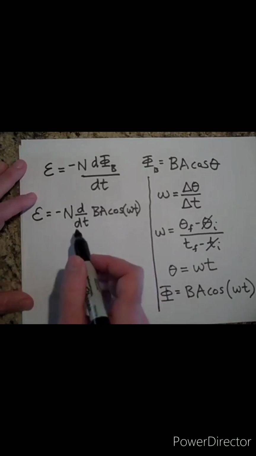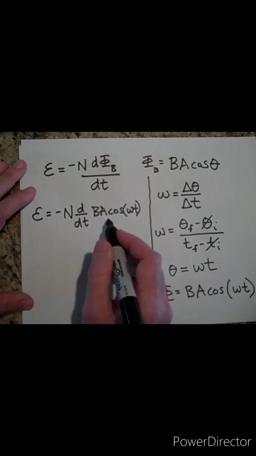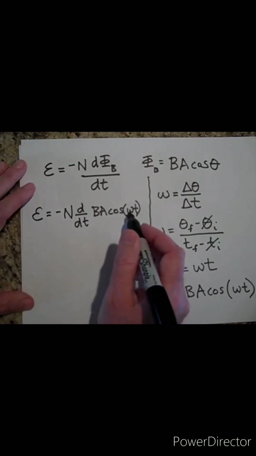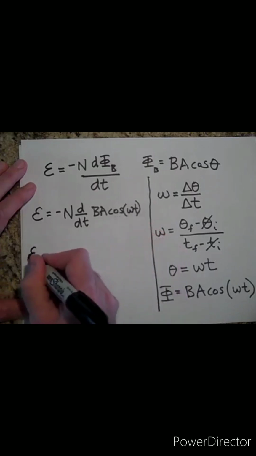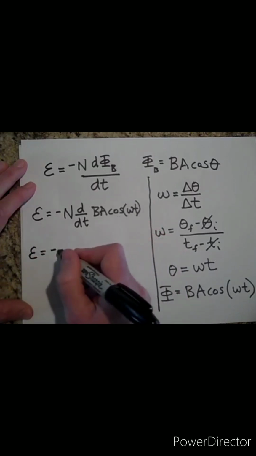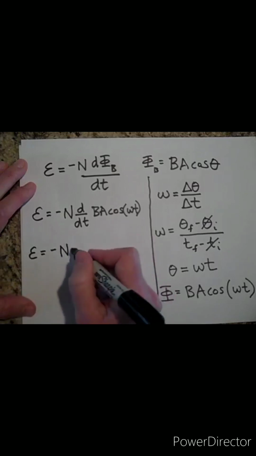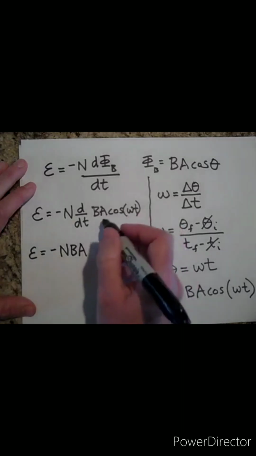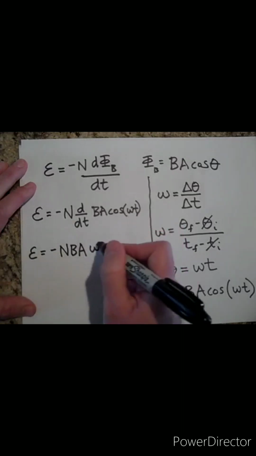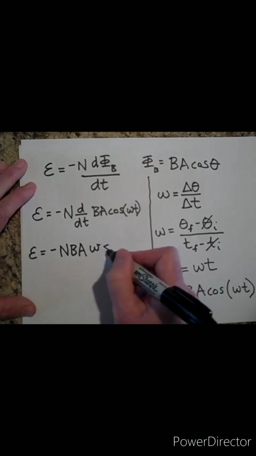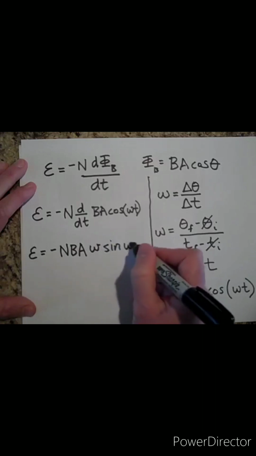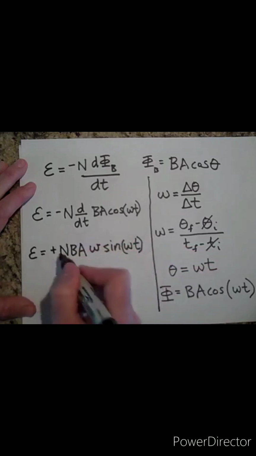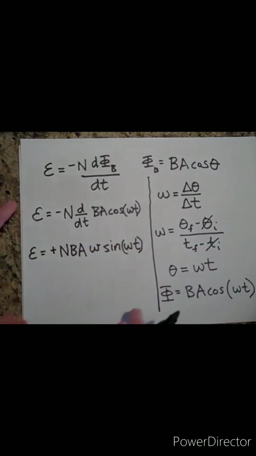Okay, it turns out that B and A are not changing with time, so I can bring them outside the derivative. And when I take this derivative, the cosine of omega t, with the chain rule, I'm going to get negative N B A times omega times the sine of omega t, and that's going to be positive now because it's the derivative of the cosine.